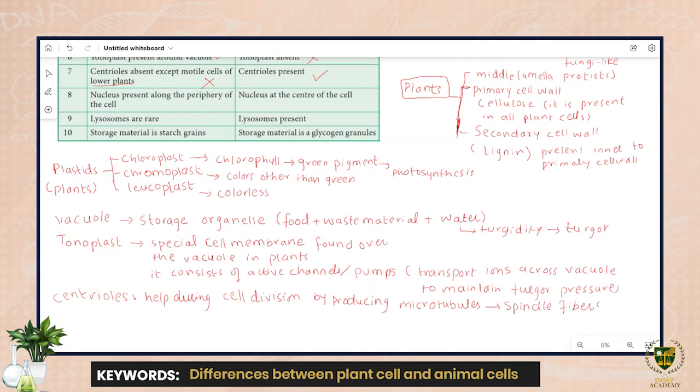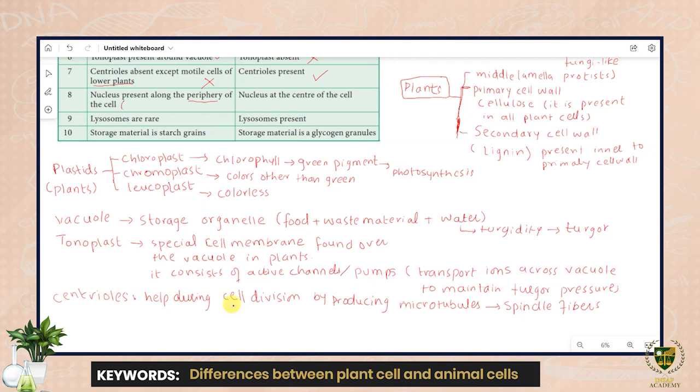Spindle fibers, dear students, help in the equal distribution of chromosomes during the mitotic phase. Now the next one is the nucleus, dear students. I have discussed before that the nucleus is present along the periphery of the cell. Why is the nucleus at the periphery, dear students?